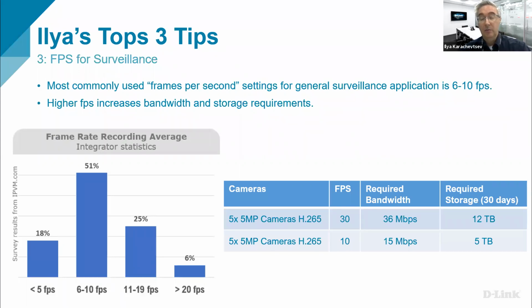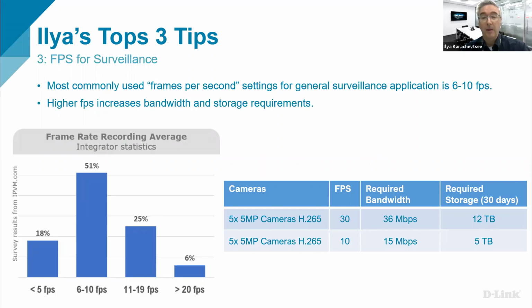And as well, if you're recording this footage, you will also need a lot more storage for your video, because a video with 30 frames per second would require a lot more storage than the video with 10 frames per second. So I made this little table here using our calculator on how much bandwidth you would need with 30 frames per second and with 10 frames per second for the same, say, 5 megapixel cameras using H.265 compression. So as you can see, there's quite a large difference. More than double the bandwidth required, and with storage also more than double.